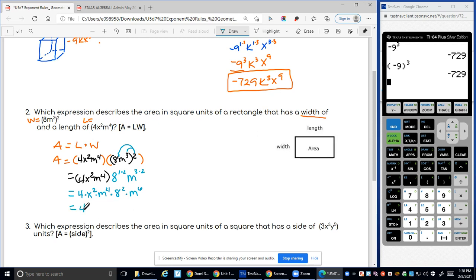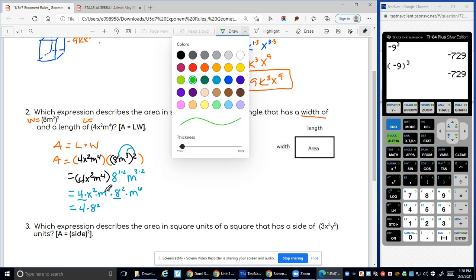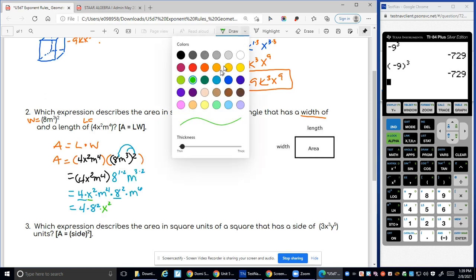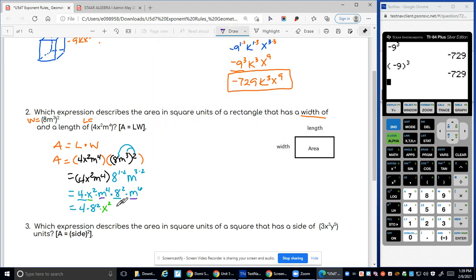Let's kind of further organize it. I'm going to put 4 times 8 to the second power. So I put all of my numbers, my coefficients, right up front. I'm going to take everything with an x. Okay, that's just one thing. And I'm going to put that next. I usually like to go in alphabetical order, so we'll clean that up in a little bit.